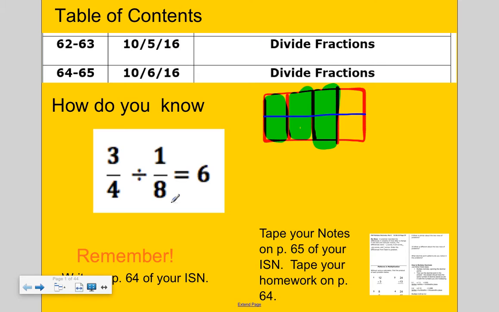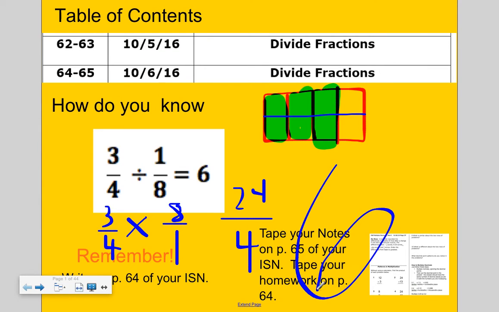What if you prefer using multiply by its reciprocal? So I start with 3/4 as noted by the green highlighted picture. I multiply by the reciprocal of 1/8, which is 8/1, and you get 24/4, which is just 6.